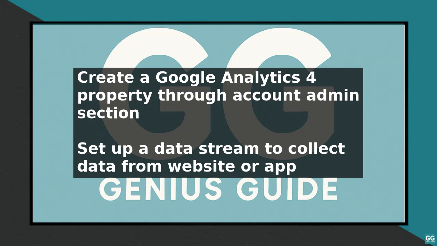Implementing Google Analytics 4 is a straightforward process that can be completed in a few steps. First, you need to create a Google Analytics 4 property, which can be done by logging into your Google Analytics account and navigating to the admin section. From there, click on Create Property and select Google Analytics 4.